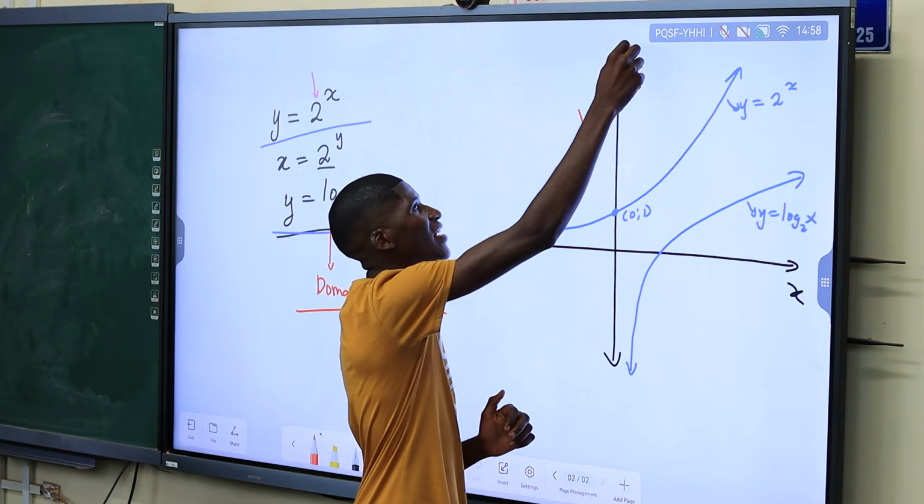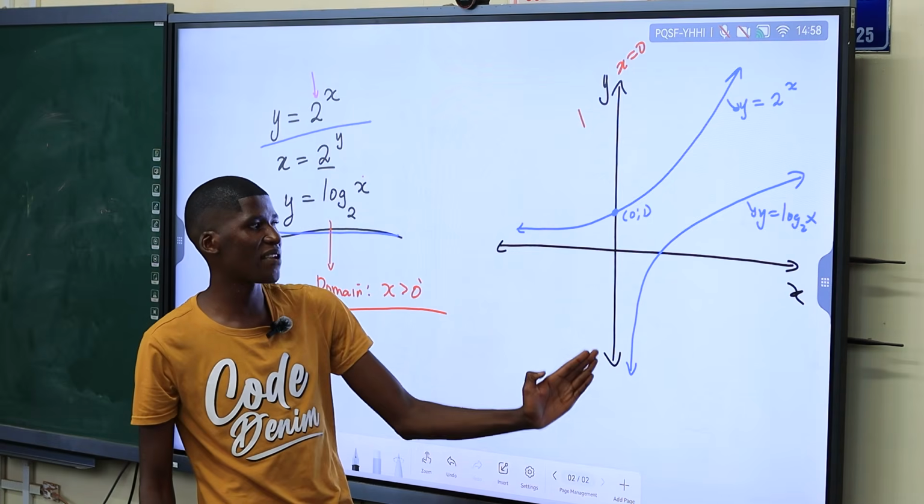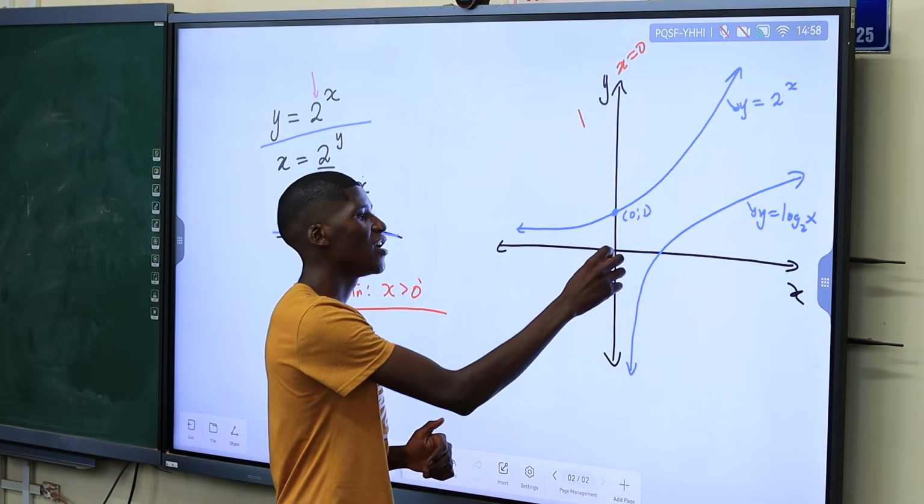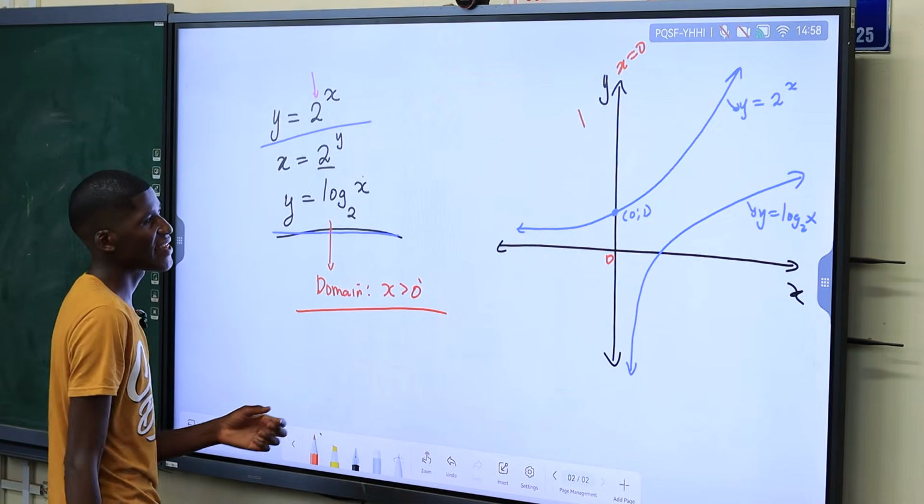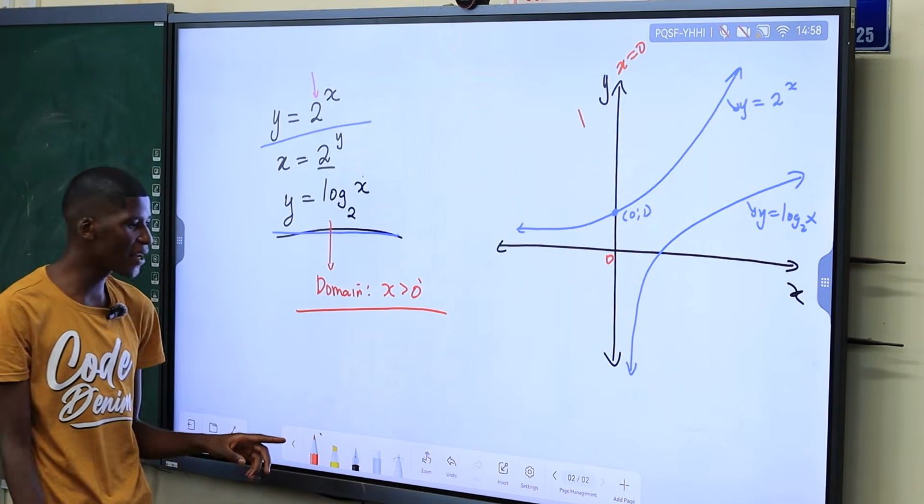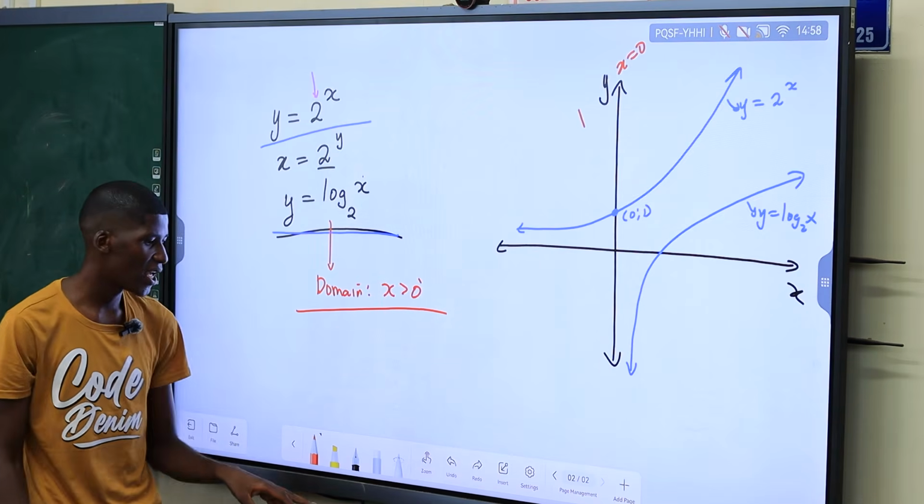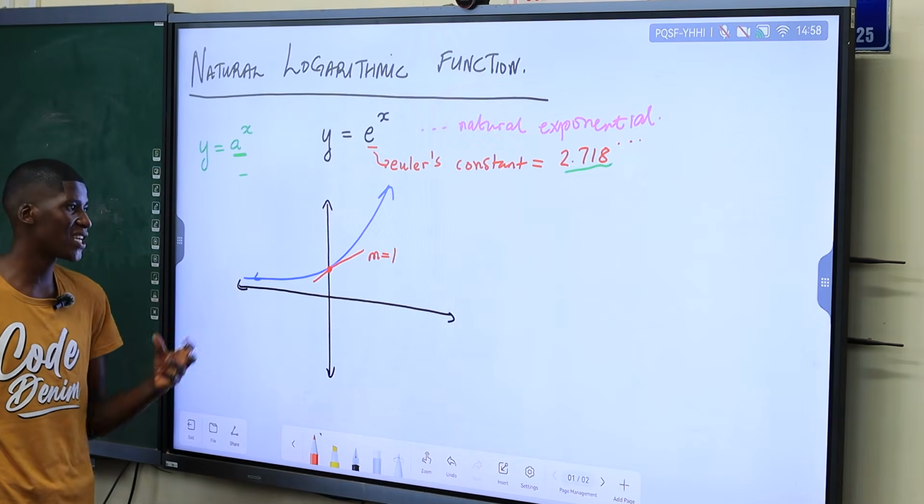because what do we call this line? x is equal to 0. Yes, because on the y-axis we know that the x value is equal to 0 here. So basically we can say this serves as an asymptote, and this is our logarithmic function. So now let's apply the same concept to a natural logarithmic exponential function.